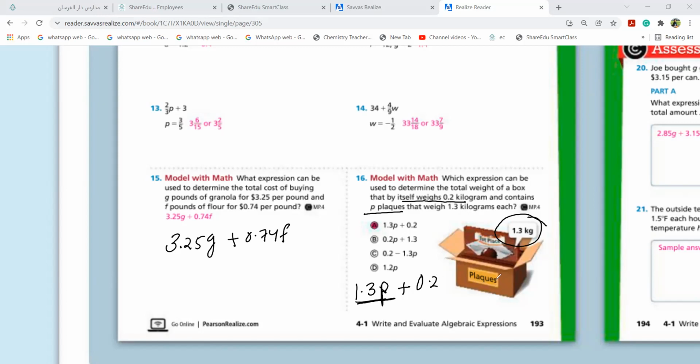Page 193. Malak, you need to write along with me. Are you doing it? Hello, miss. Yeah. Okay. May I go to next page, 194?